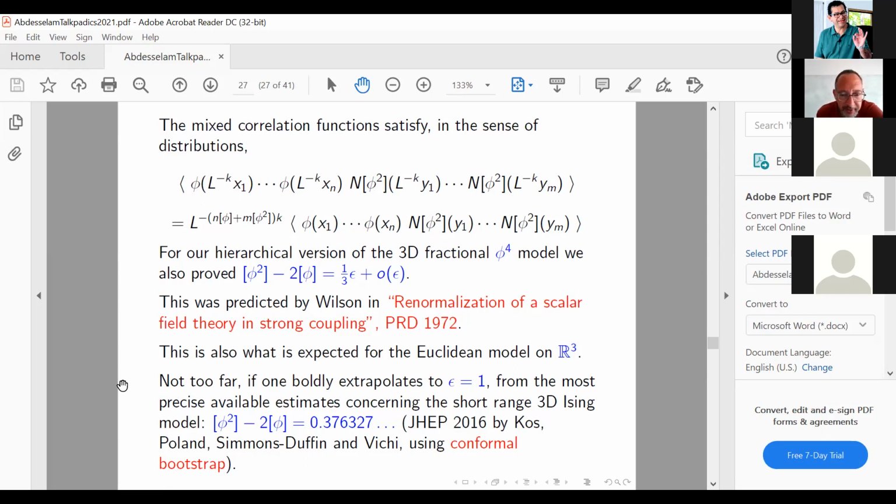It's quite remarkable that this is a toy model for Ising in 3 dimensions. If you put epsilon equal 1, that would be Ising basically. And according to the best estimates using conformal bootstrap, these people here, this difference for Ising in 3 dimensions is this 0.37, whereas what this suggests, which comes from a very, very simplified toy model, is 0.33. So it's not too bad for a non-trivial effect.